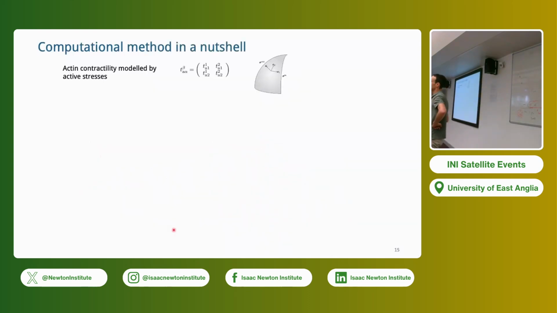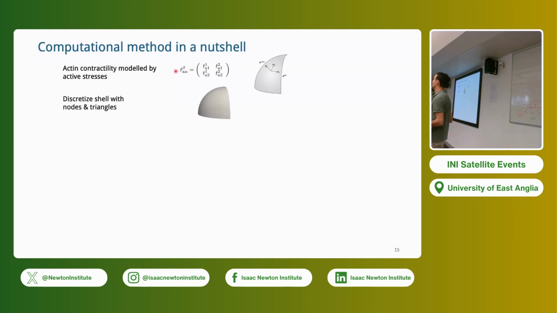The computational method, I'll do it very briefly because I showed you the one for the red blood cell before. So we need a model for the active stress. This T here is the stress tensor. It's a surface stress tensor. That's why it has 2 by 2 components, because it lives on the surface. It does not live in 3D space.